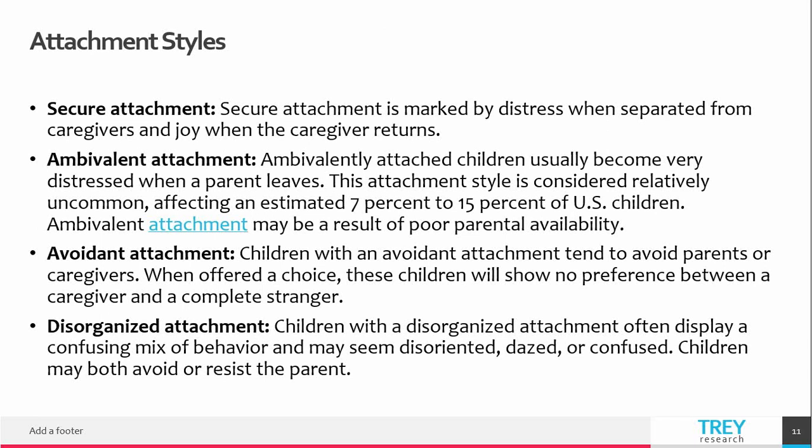The secure attachment is where the infant showed marked distress when the parent left, and when the parent returned, they were happy again. Ambivalent attachment is when the child was very distressed when the parent left, but very ambivalent about their return. It was neither here nor there for them. Avoidant attachment was when the child showed distress, but when the parent returned, they were avoiding the parent. And disorganized attachment is a mix of dazed, confused, disoriented by the return of the parent.